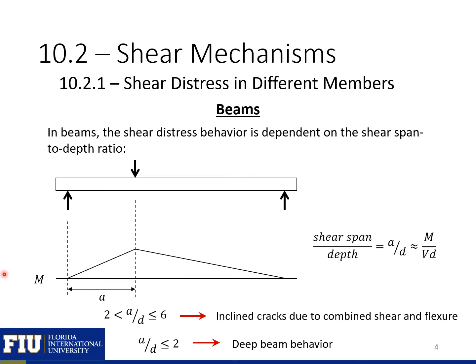We can estimate our shear span with a distributed load based on the ratio of max moment to shear, which we'll look at in some of our example problems later. What we'll see is that if our shear span to depth ratio is between 2 and 6, we'll have a classic shear failure type where our inclined cracks are going to be due to a combination of our shear and flexure stresses. If we have an a over d, or shear span to depth ratio, less than or equal to 2 in beams, we'll have what's called deep beam behavior. And this is when we'll need to use the strut and tie method to estimate our strength.